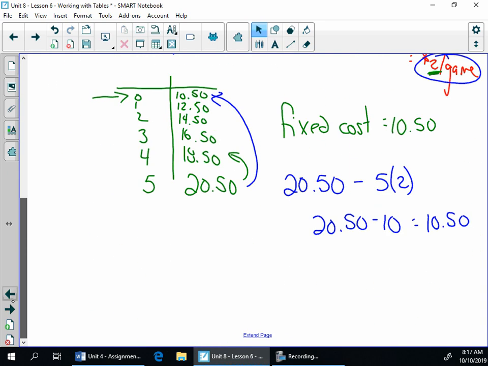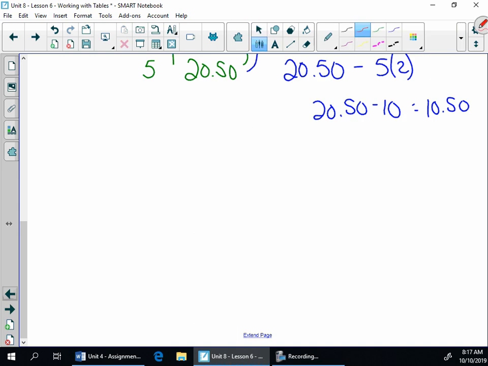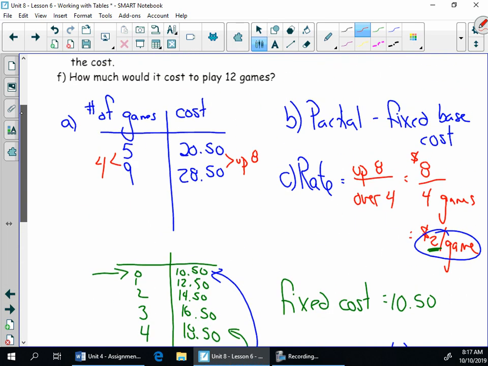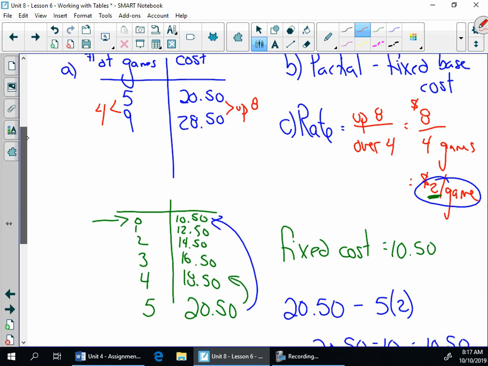Yeah, after that, back to the normal stuff. Write an equation. Okay, X is our number of games. Y is our cost. Y equals our initial value. We just figured it was 10.50 plus. It was $2 for every game. No tricks there. And the last piece, how much would it cost to play 12 games?